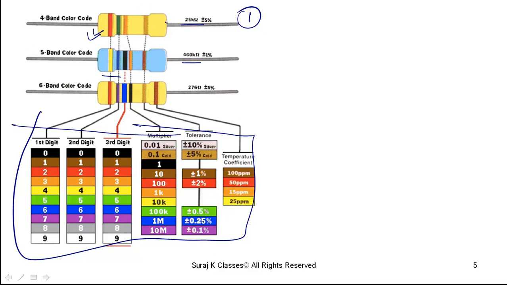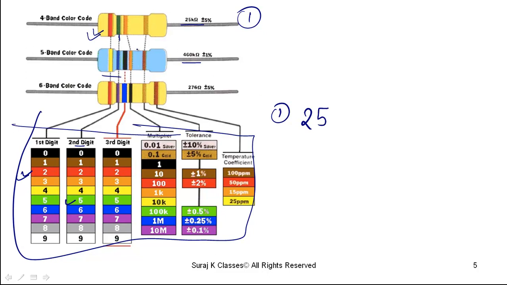So now we are going to read this first resistor. The first line is red. Now refer to the chart. The first line is red, then this must be 2. The second line is green, then the second digit must be 5.